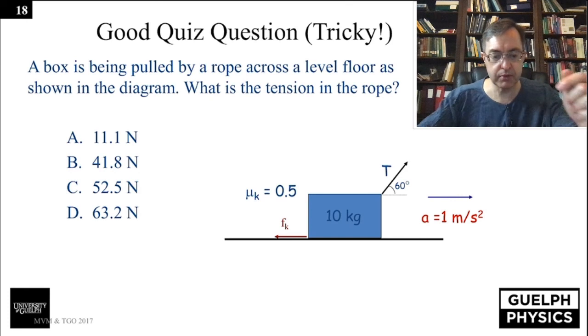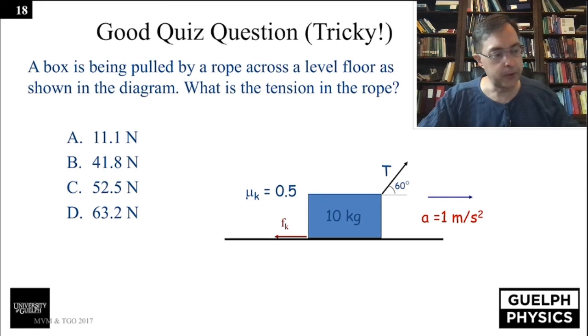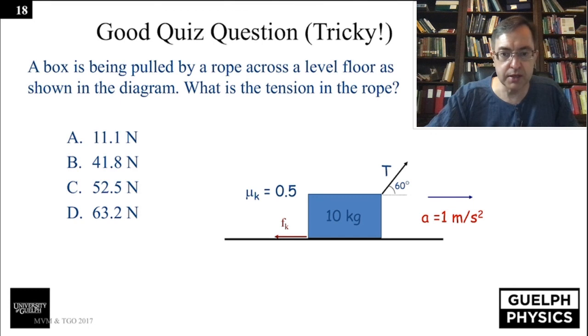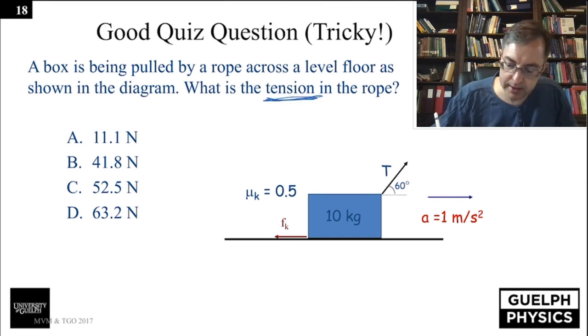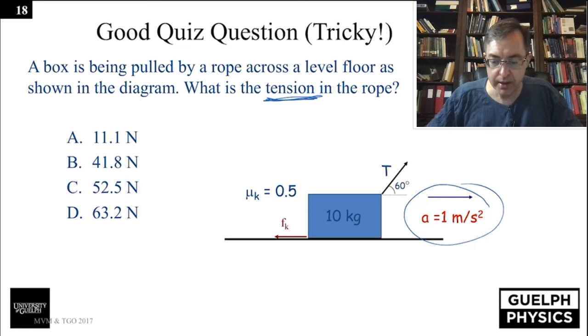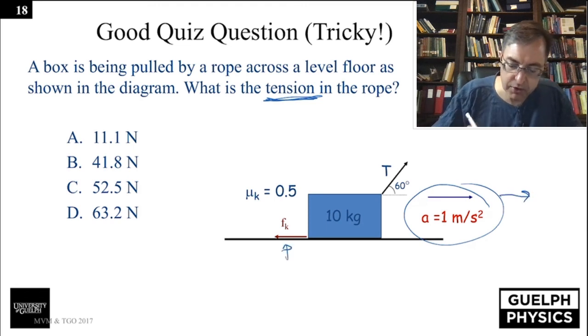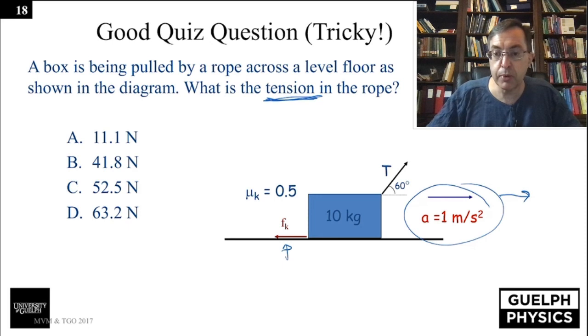Okay, so we'll start with this quiz question, which is kind of tricky. And it's the following. A box is being pulled by a rope across a level floor, as shown in the diagram. And the question is then, what is the tension in the rope? And the key point here in the diagram is you see that there's an acceleration. So the box is actually accelerating at 1 meter per second squared. So if the box is accelerating in this direction, then there's going to be a force of kinetic friction acting to oppose the motion, acting on the box.